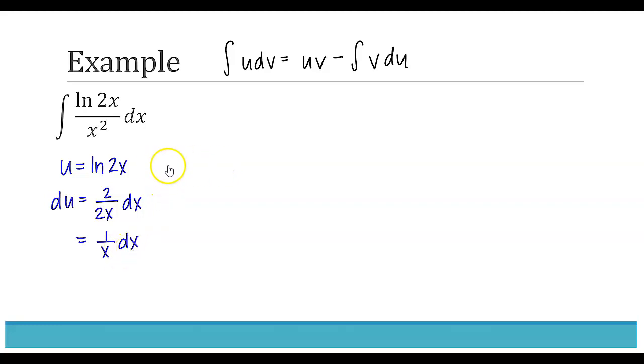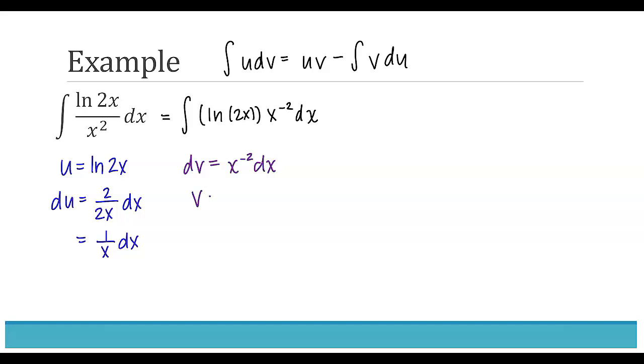I still need to find a dv. My original integrand was written as a quotient, but I can express it as a product if I write it as the natural log of 2x times x to the negative 2 dx. So now I can see my dv is going to be x to the negative 2 dx. Integrating that to get v, I'd get x to the negative 1 over negative 1, or negative 1 over x. So this is all of my scratch work.